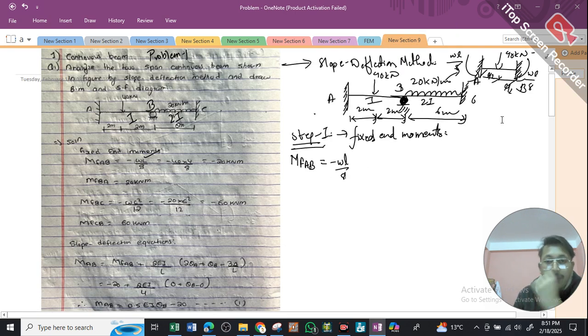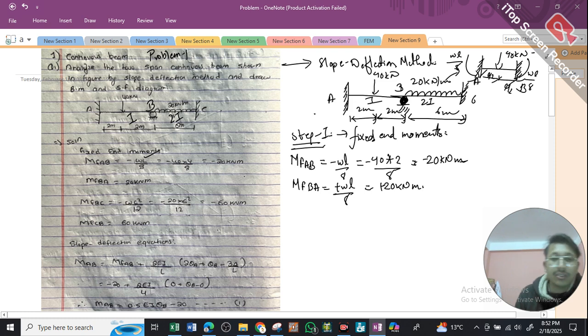So why the minus sign? Because it's acting in the anti-clockwise direction, and anti-clockwise moments are taken as negative. So minus W, which is 40, into L, where L is 2, divided by 8. We get minus 20 kilonewton meter. Similarly, the fixed end moment BA will be plus WL by 8. All the parameters are the same, so we get plus 20 kilonewton meter. Why the plus sign? Because this is acting in the clockwise direction. So we have done section AB.